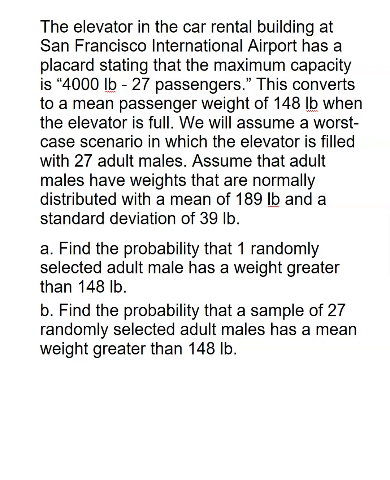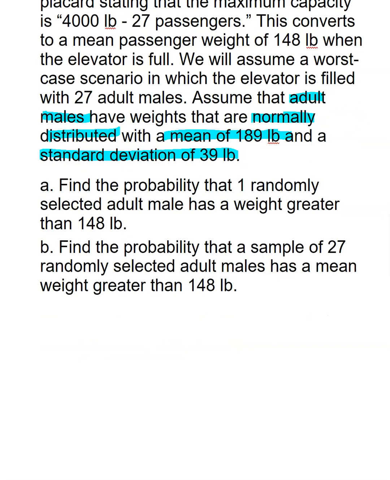Let's just discover what the problem is telling us. Well, we see that the problem indicates that the adult males, okay, those 27 adult males, right? That sample has a mean weight of 189 pounds and standard deviation of 39 pounds. And these are normally distributed. Wonderful. So it is no longer an unknown distribution, it is a known distribution.